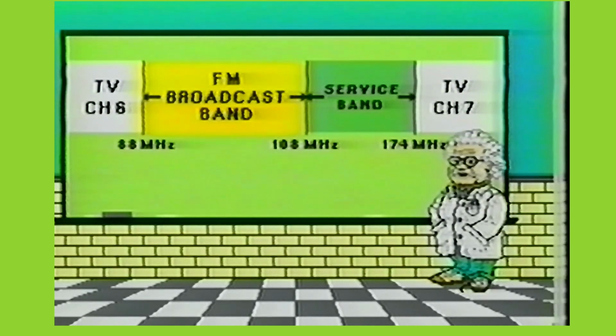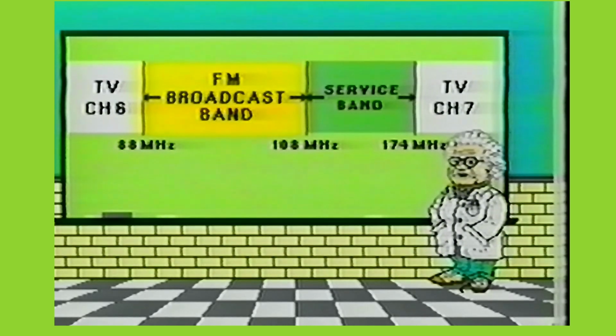The total bandwidth for the FM broadcast ranges from 88 to 108 MHz. This band is further subdivided into channels which are 200 kHz wide. The FM broadcast station is permitted to use the entire 200 kHz channel to which it is assigned.